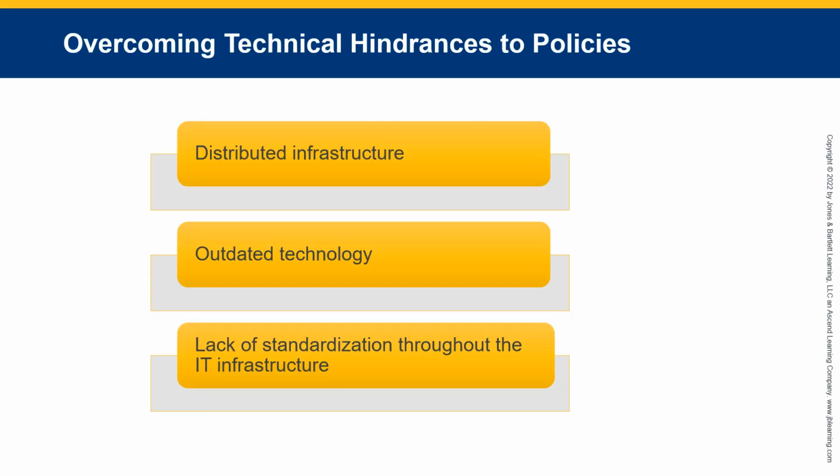Overcoming technical hindrances to policies. Distributed infrastructure. Security policies apply throughout the enterprise. As such, they rely on centralized view and control of risk. You design a central set of policies and apply them across the enterprise. However, today's technology is highly decentralized.